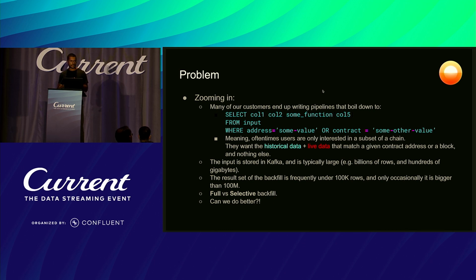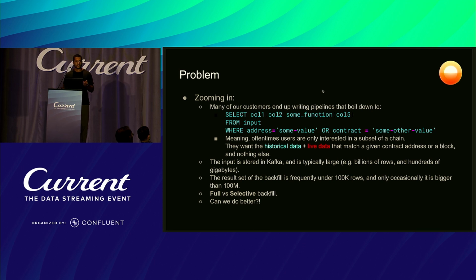They never care about the entire blockchain because it has a bunch of data that does not pertain to their particular app. So what they want is the historical portion of the data that pertains to them plus the live data that pertains to them and nothing else.